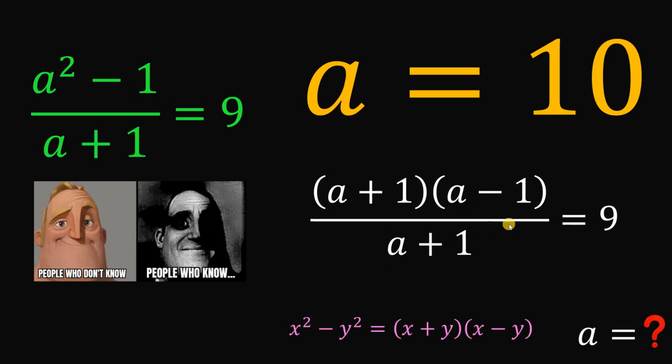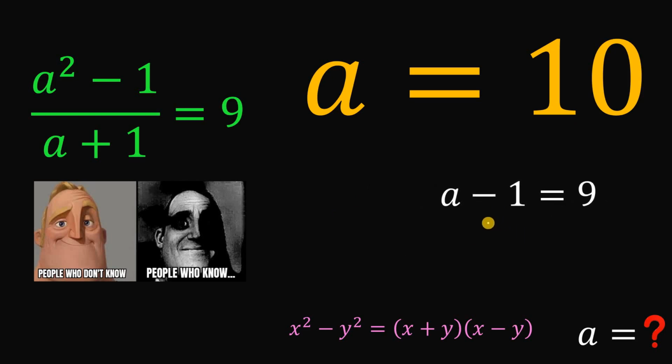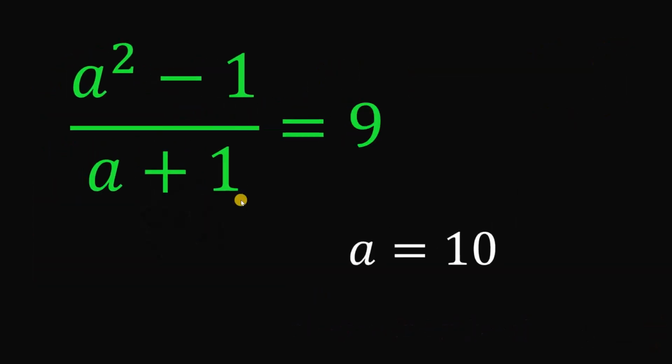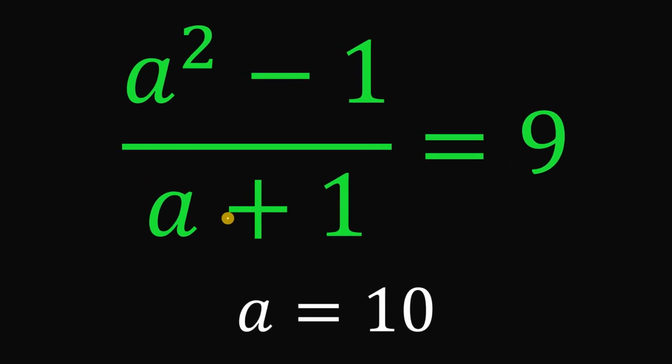And we have now a minus 1 equals 9. Now, add 1 on both sides to get the value of a. And sure enough, we get 9 plus 1, and 9 plus 1 equals 10. Therefore, using two different methods, we get that the value of a given this rational equation must be equal to 10. And as always, we are done.